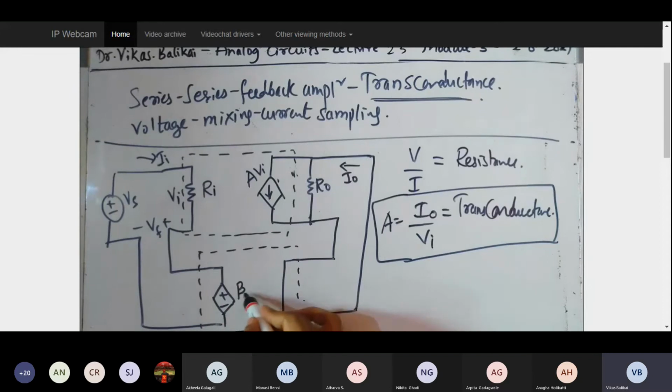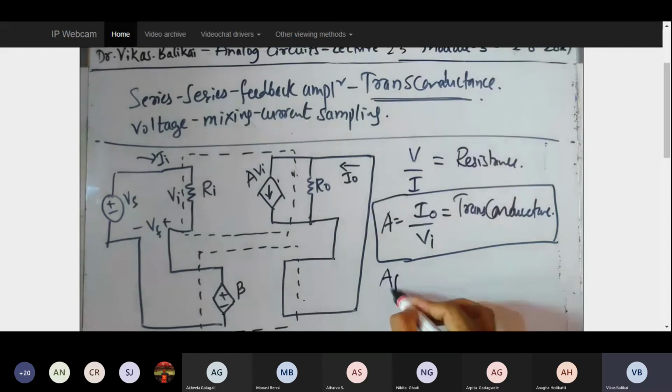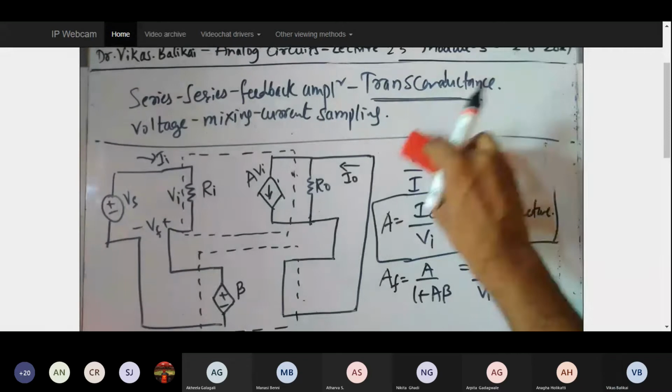So A equal to I naught upon Vi. We also know that the feedback is going to anyhow remain the same, 1 upon A plus 1, A divided by 1 plus A beta, which is nothing but I naught upon Vi. So this is my standard thing that will remain as it is. Now let's try to calculate what will be the RIF and ROF, how exactly your input resistance and output resistance are going to look. So let's try to draw its equivalent circuit over here and understand how they behave.